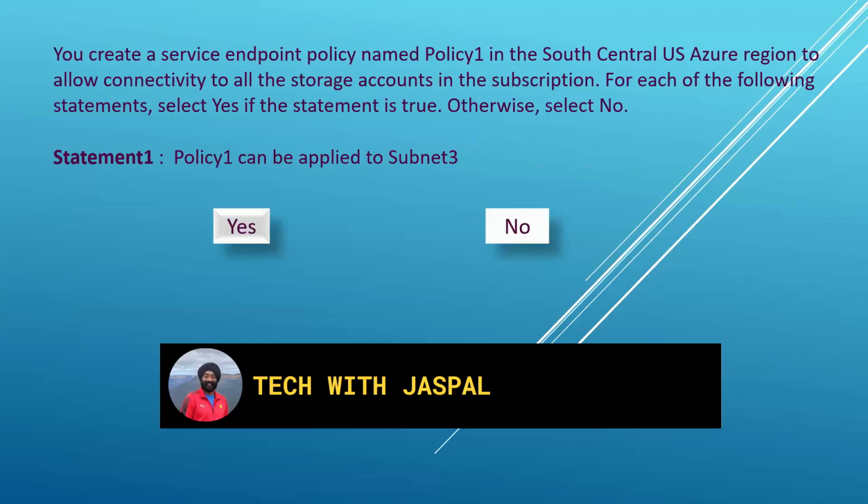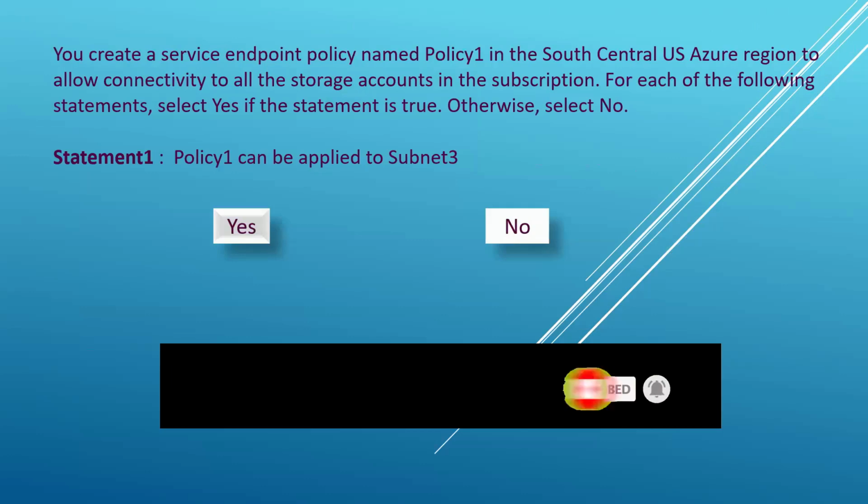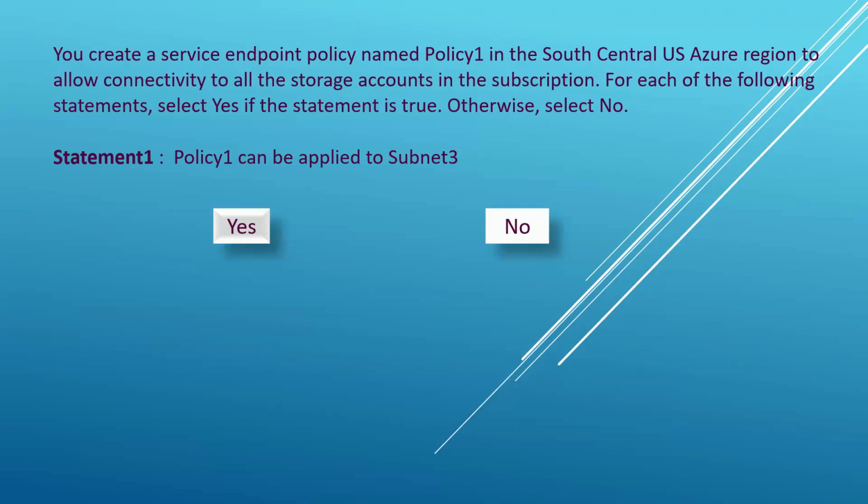You create a service endpoint policy named policy 1 in the South Central US Azure region to allow connectivity to all the storage accounts in the subscription. For each of the following statements, select yes if the statement is true, otherwise select no. And the first statement is policy 1 can be applied to subnet 3.